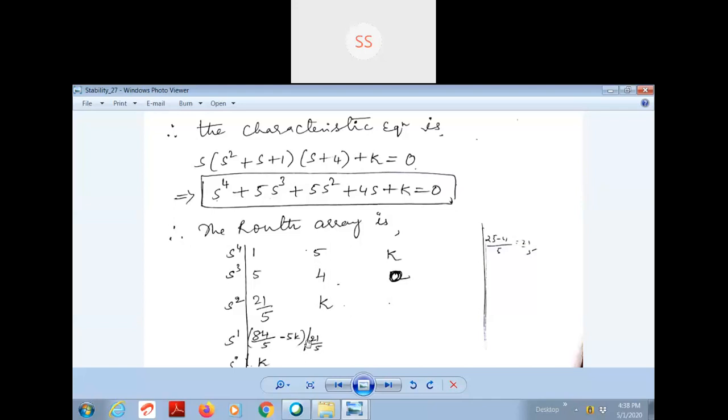Now what is important is we are seeing this k appearing in the routh array. It will obviously appear because it is present in our characteristic equation itself. So come to the last row, that is the s to the power of 0 row. This is nothing but 84 by 5 minus 5k by 21 by 5, this into k, minus 21 by 5 into 0, divided by 84 by 5. Okay, so therefore this complete term is going to cancel, so only k is going to remain.